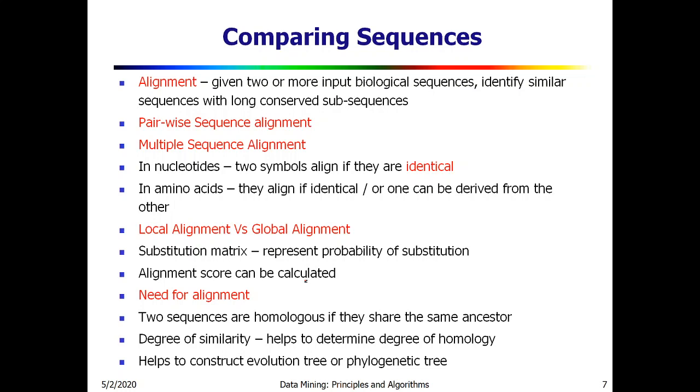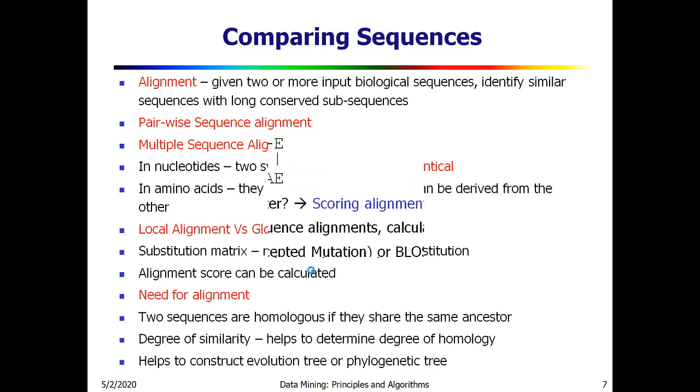That means, why are we going for this alignment? Whenever you take two sequences, if they are the same or similar, and if they share the same ancestor, then the alignment will be possible and similarity will exist. That we can call homologous. So what is the degree of similarity? How much similarity is there between the two particular sequences that we take? That is determined by the homology and helps to construct the evolutionary tree, or phylogenetic tree.